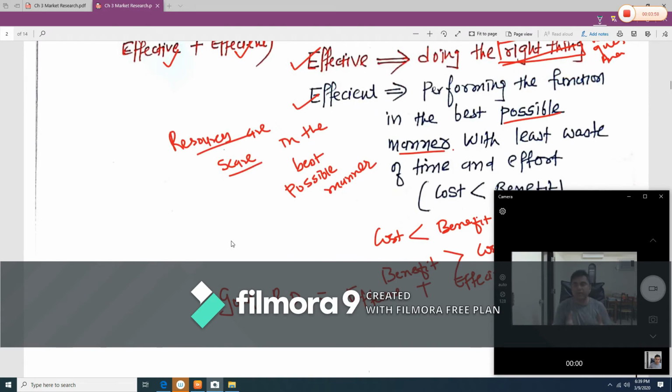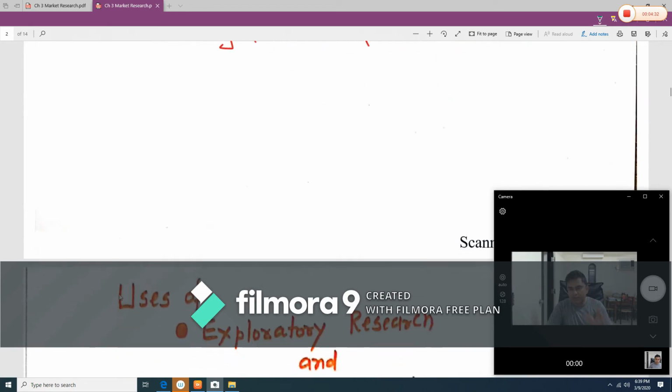The best possible manner means what? The resources, that is time and money, that is available to you is limited. Now with that limited time and money, if you are getting the maximum advantage from conducting a research, then you are efficient. So if your benefit is more than your cost, then you are efficient. Now opposite to this, if your sampling is not right, your question is not right, your analysis is not right, and you are spending more and you are getting very little, then it is a bad design. So you understood what is the good research design.